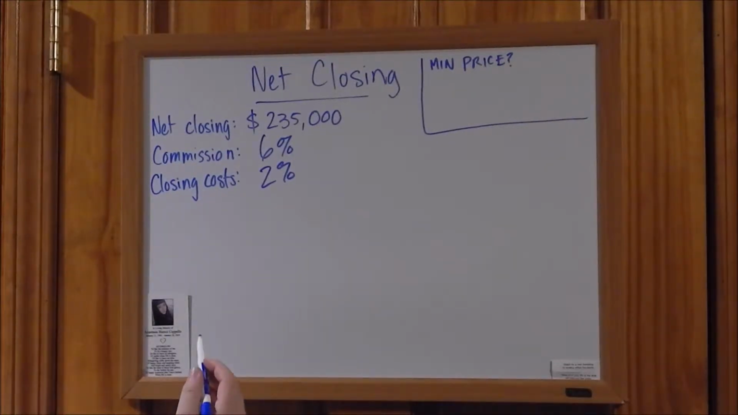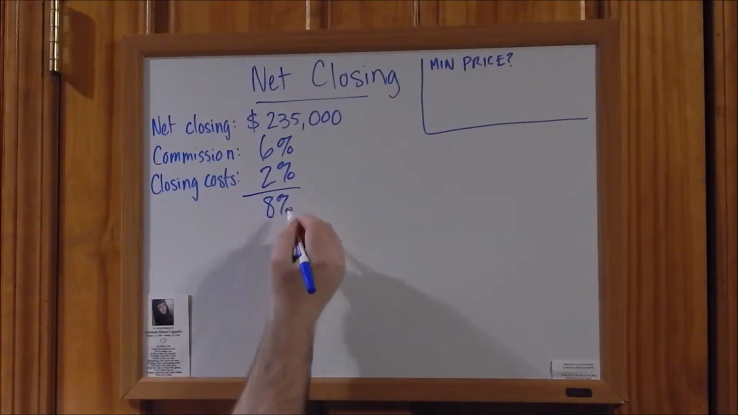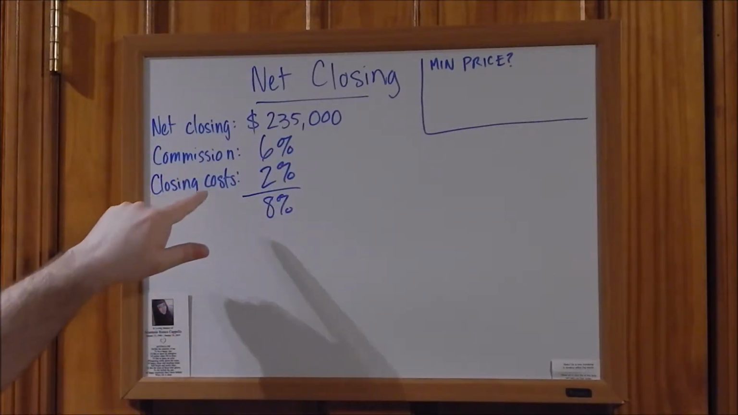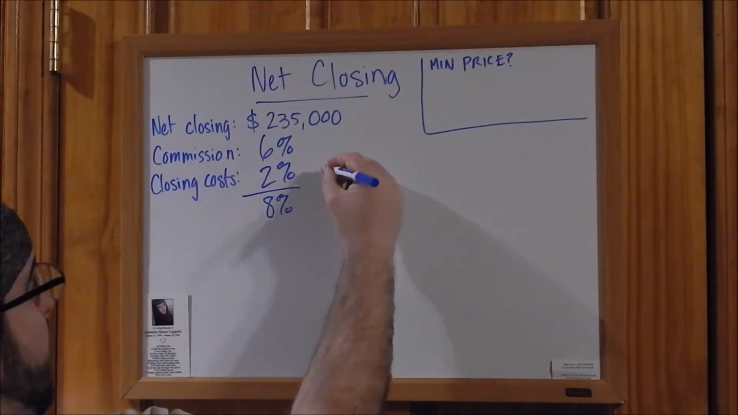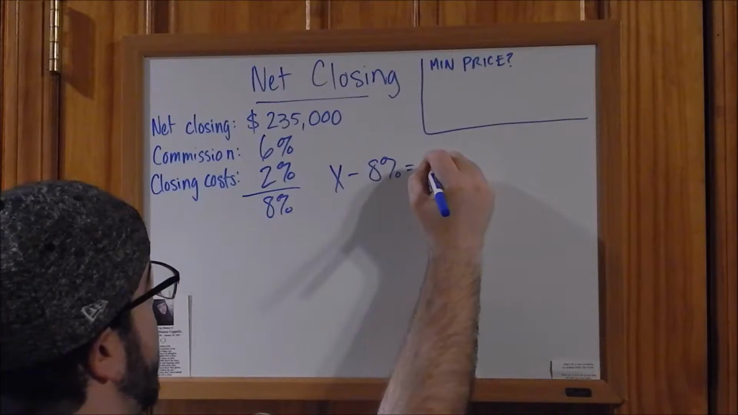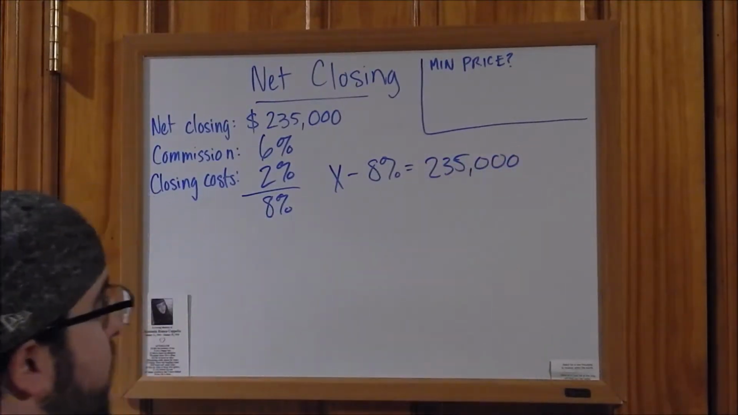The first thing we're going to do is add these two percentages together to know the total cost incurred before the profit that we want to see. So that means we have 8% of commission and closing costs. We just add them together to get 8%. If we think about this in a basic algebraic way, you might think of it as x minus 8% equals $235,000. This is what we already know.